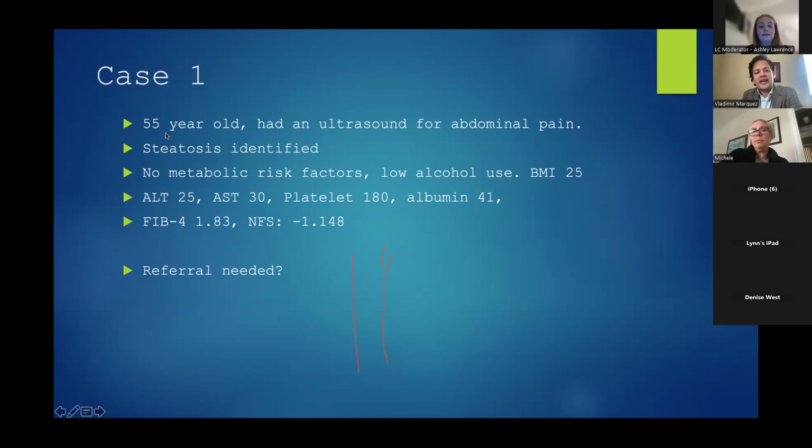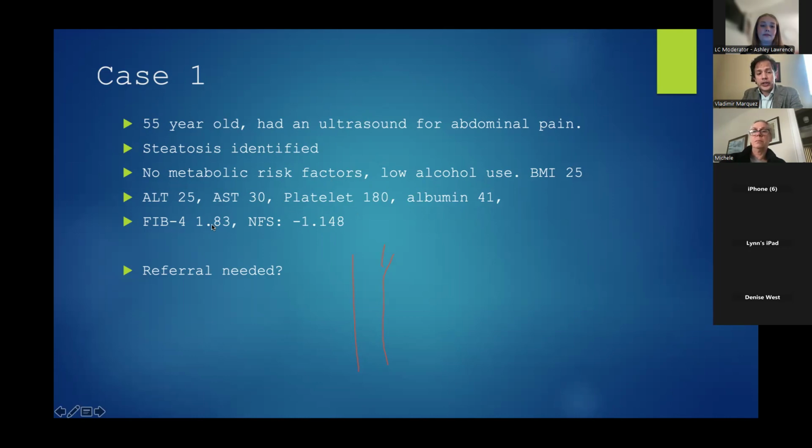So I have a middle-aged patient who had steatosis on an ultrasound that was done for a completely different purpose. They don't have metabolic risk factors. They don't use alcohol. Their BMI is reasonable. They have actually excellent blood work. Should we do any referral at this moment?